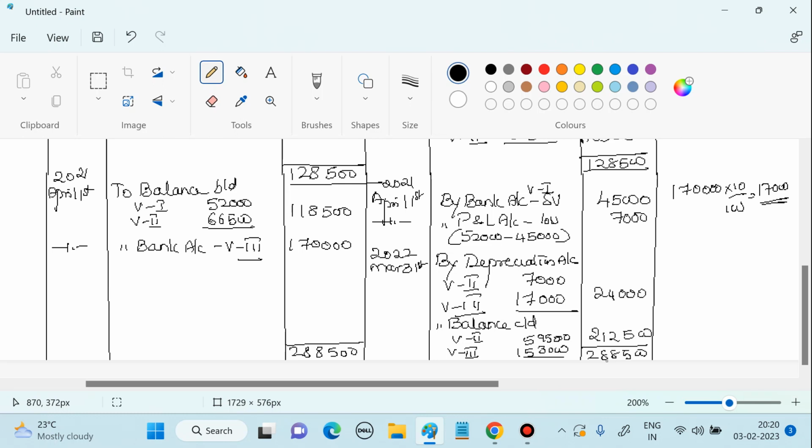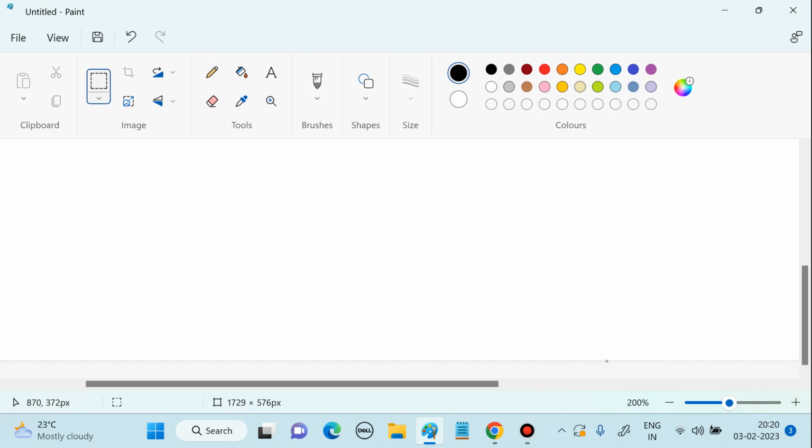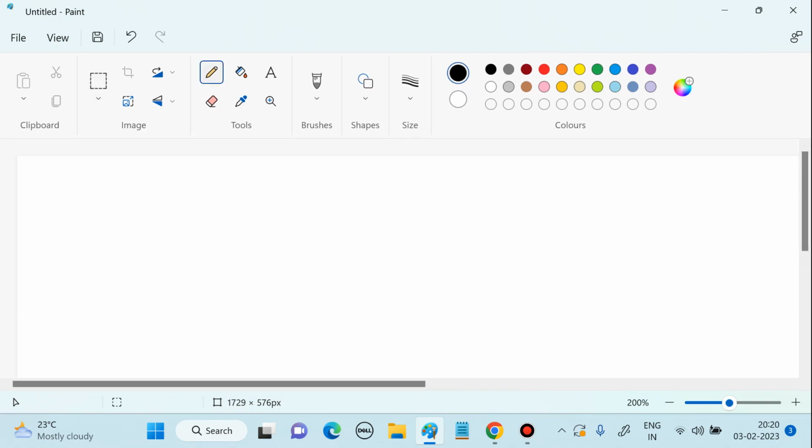Done? Yes, ma'am. Rashish, done? Yeah. Good. Now, I've sent one more question we will do on the straight line method. Here, we are not maintaining just the asset account, we are maintaining the provision for depreciation account as well. Look at that question. In the textbook, it is backside 15th question.